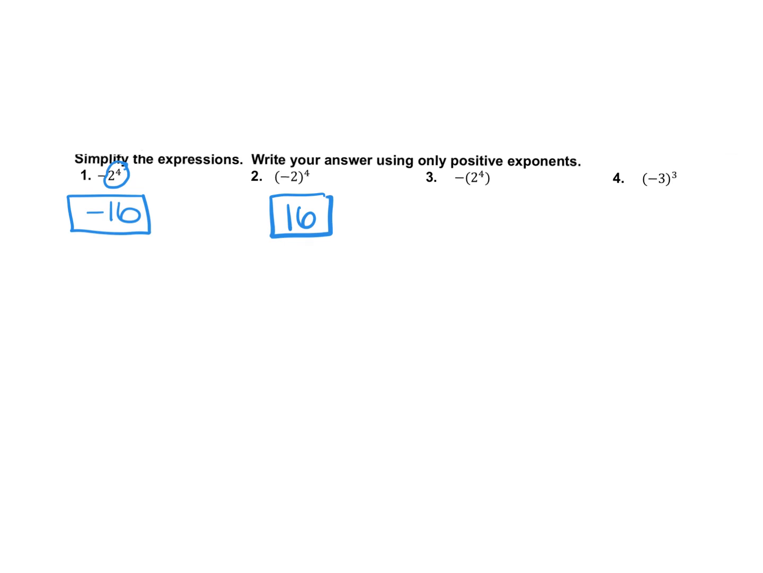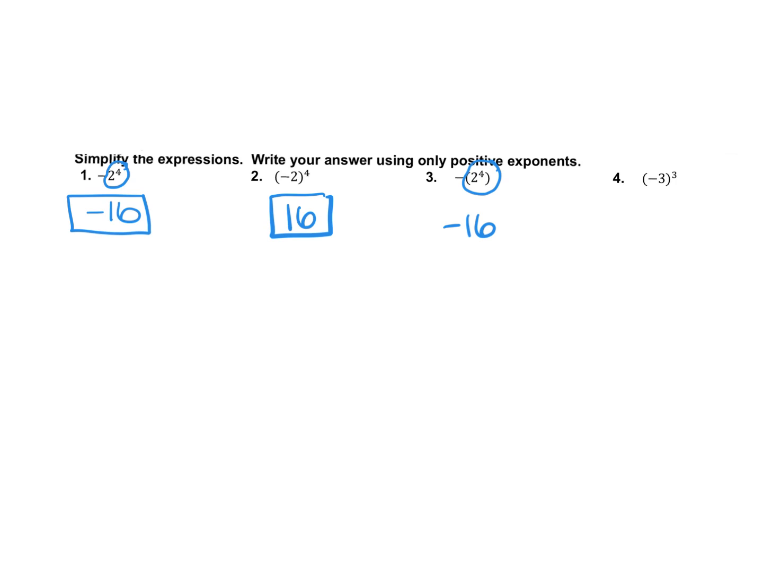Now, if I had a negative, and then in parentheses 2 to the 4th power, that means I've got to evaluate this one first. So 2 to the 4th power is 16. And then we're going to put the negative back on it. Notice the difference between number 2 and number 3. In number 2, the negative is in the parentheses, and then you've got the exponent, whereas in number 3 the negative is outside of the parentheses. So you've got to evaluate that part first.